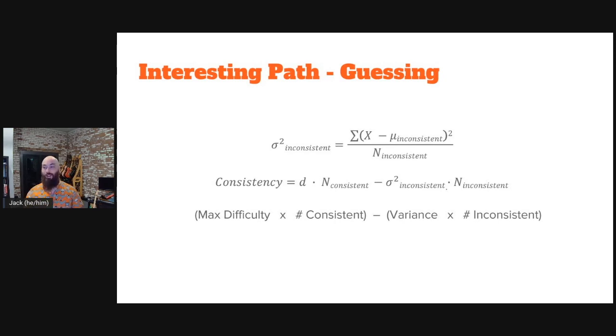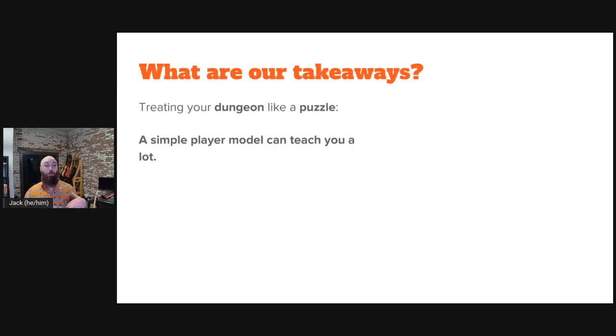So this is math with no numbers, oh no. The top is just a population variance, the X being each value for difficulty, U being the mean, and then N being the number of them. But this calculation is just what I like to use. It can obviously be however you want to assess how swingy each part is as far as how much variance you have.